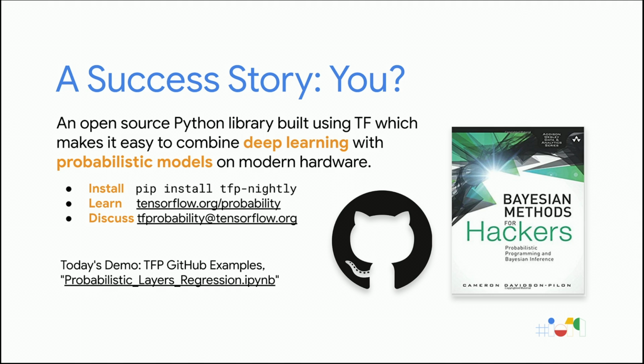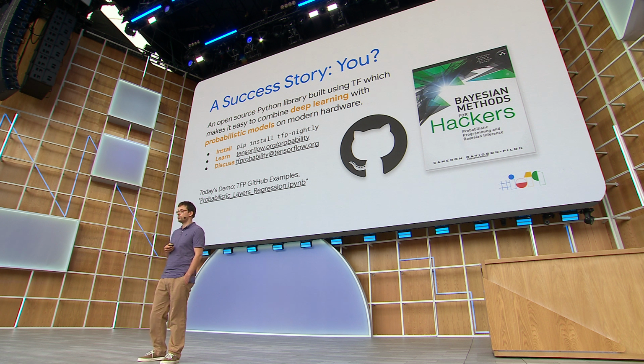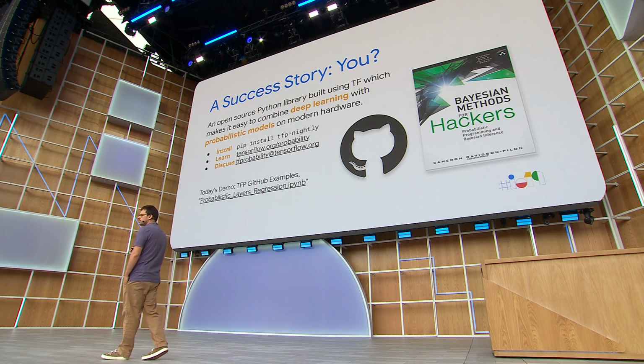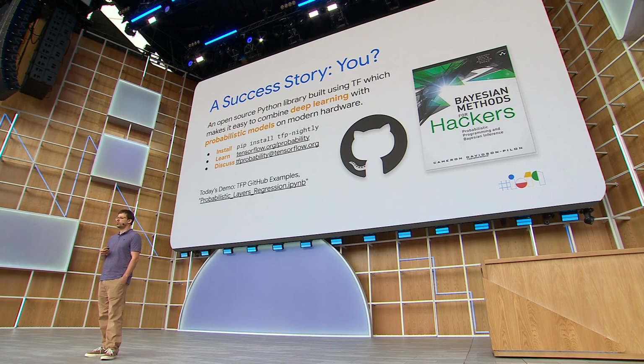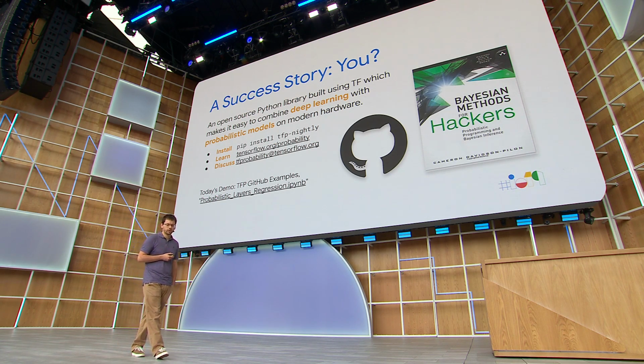If you're interested also in learning more about Bayesian techniques or just TensorFlow Probability, Google Bayesian Methods for Hackers. The online version of this book we rewrote to use TensorFlow Probability. And I think that's a great way to get started if you're interested. On our GitHub repository, you'll also find numerous examples, including the one you saw today. Thank you. And with that, Mike will talk to you about TF ranking.